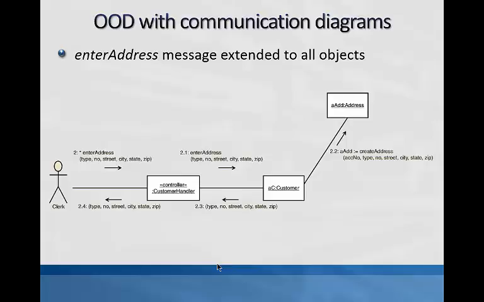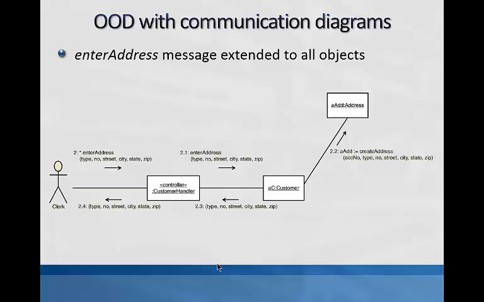So, customer receives message 2.1, enter address, in the same form as it was received by the controller. But it forwards a create address message to the address class to instantiate a new object. This is message 2.2. Notice that it sends all the input fields. It also sends a copy of its own key field, account number. The new address object will keep account number and use it as a foreign key when it writes itself out to the database. This is an optional addition. If we did not add it during design, the program would add it later. Message 2.2 returns a reference to the new address object called add. Returning this value gives the customer object visibility to the address object.